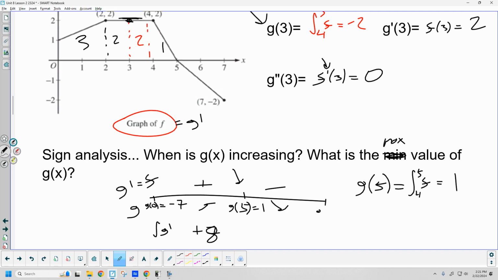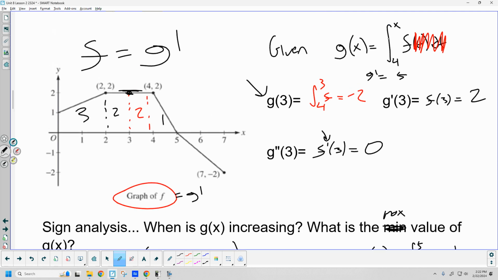Your only candidates are your endpoints or this. Really, this is the only candidate because the function is increasing and decreasing. You have a sign analysis. You have what we've been doing. It's just one little thing where they throw an integral in your way, and you have to make a connection that this graph of f is actually the graph of a derivative.